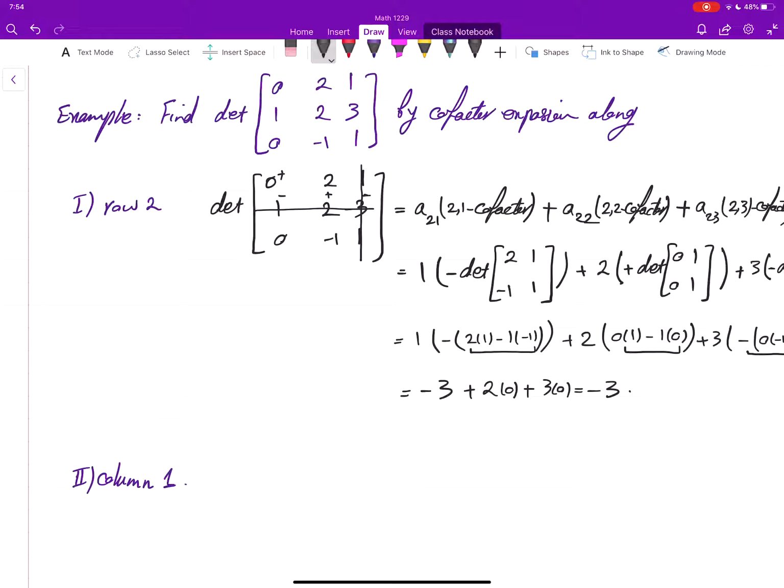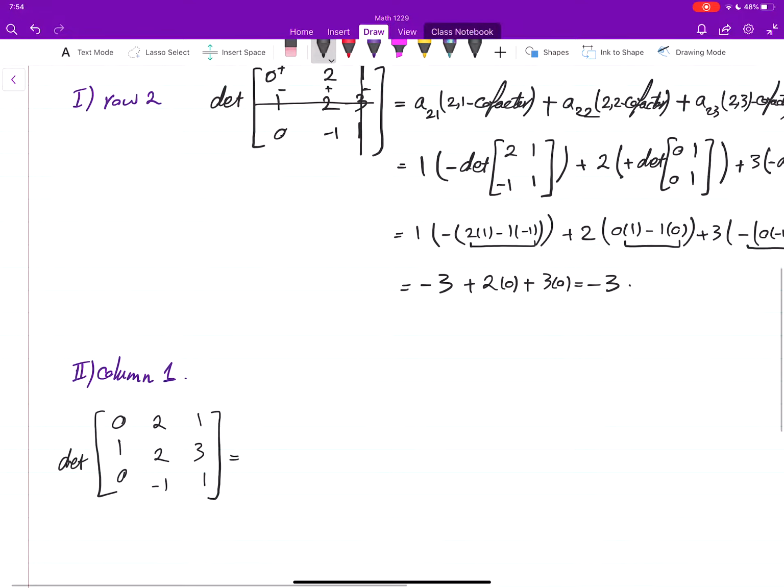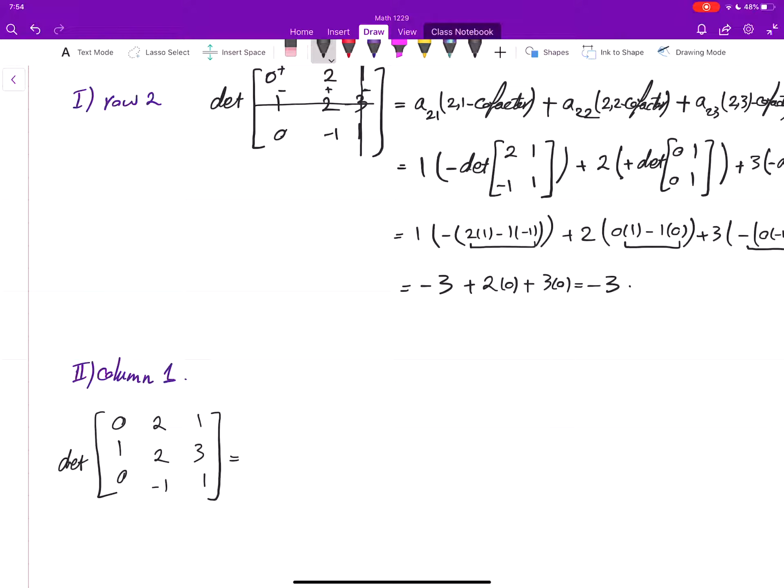Well, how about if I do this thing by expanding along column 1? Okay, so let's try this one. I'll write down here determinant of this guy: 0 1 0 2 2 negative 1 1 3 1. And what is the determinant of this along column 1? Column 1 means that you choose entries of the first column. These are entries of the first column. Add each one by the corresponding cofactor.